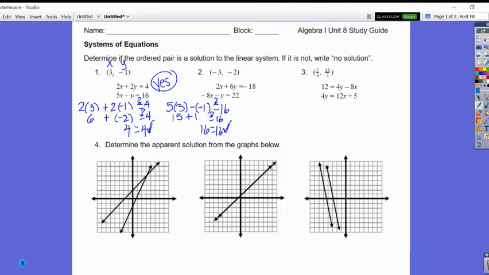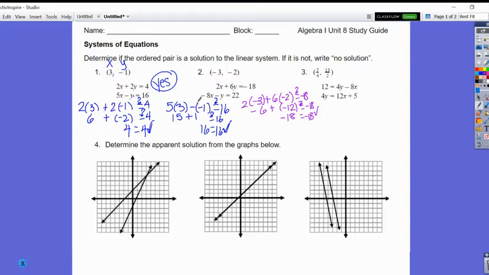Going over to the number 2, again, 2 new equations and a new ordered pair to deal with, but it's the same process. We're going to take 2 times the x value of -3 plus 6 times the y value of -2 to determine does this equal -18. So I'm looking at a -6 plus a -12. Comparing still to the right side, -18. And when I combine, yes, -18 does equal -18 for that one.